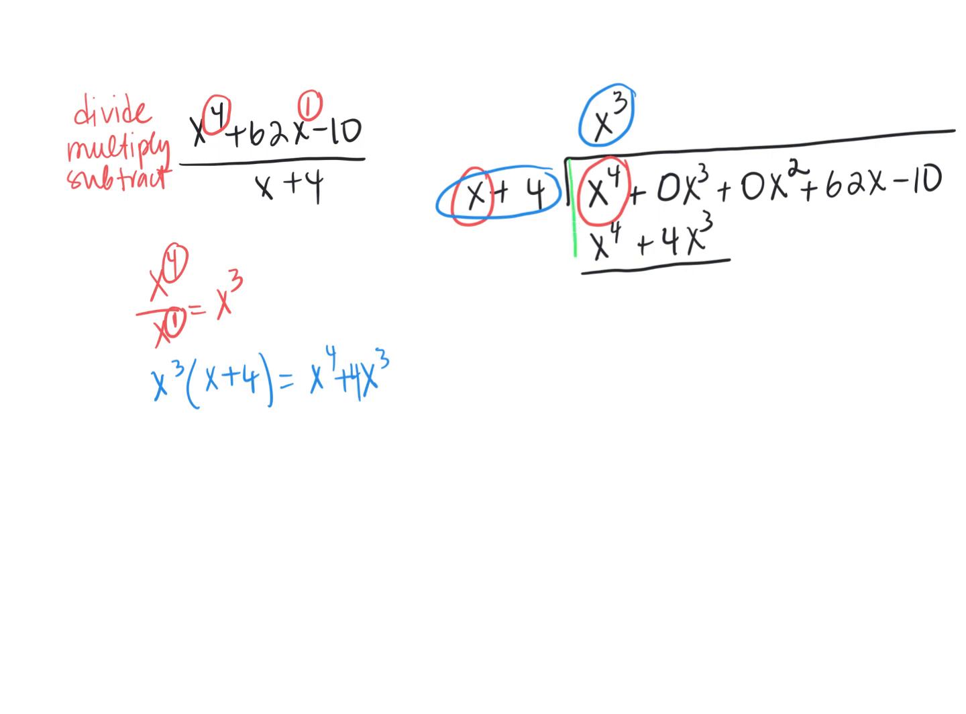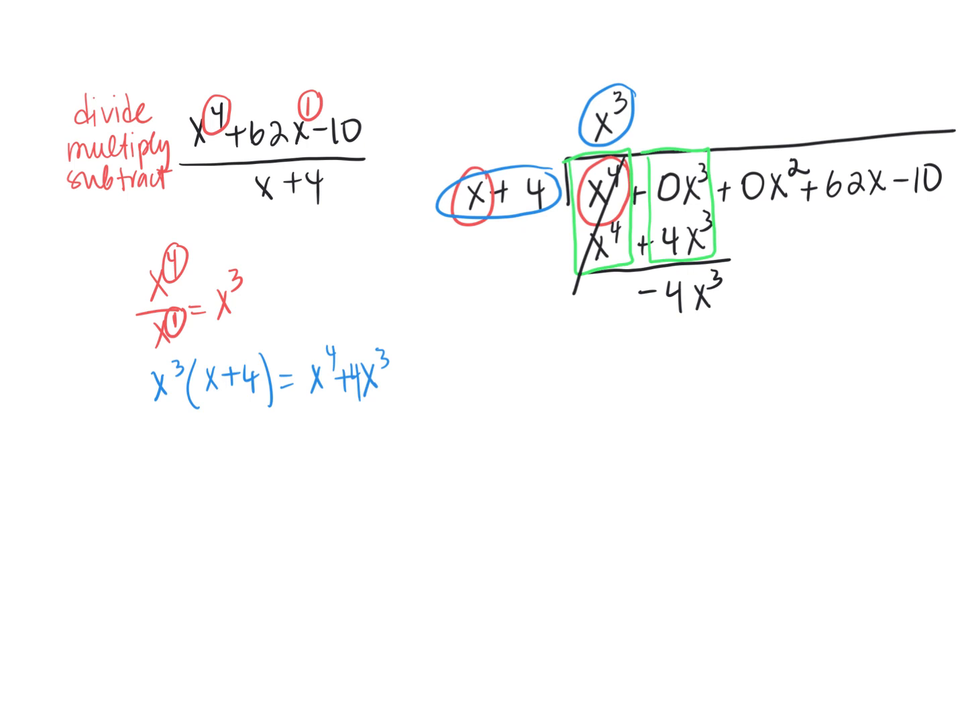x to the power of 4 minus x to the power of 4 gives us a 0, nothing, cancels. And the second one is 0x to the power of 3 minus, because we're subtracting, 4x to the power of 3. So that is a negative 4x to the power of 3. 0 minus 4 is negative 4. Okay, we completed the first circle. So first we did the red dividing, then the blue multiplying, and then we did the green subtraction.